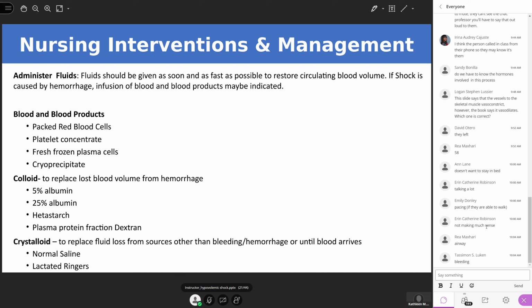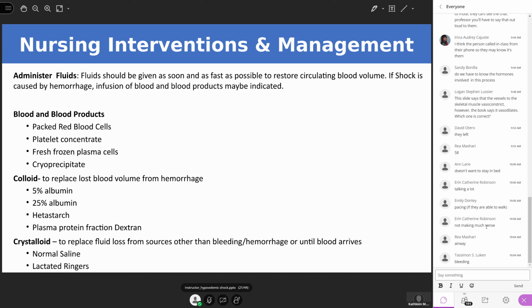The interesting thing that I had read about the colloids was that you really need to monitor the PTT and the INR because apparently they can reduce platelet adhesiveness. So when you give it, it can be associated with the reduction of blood coagulation. So I thought that was kind of interesting.